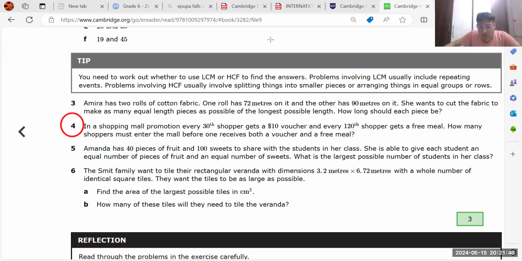Who was the answer wrong, guys? All you have to do is find the LCM of 30 and 120, and the answer would be 120. Should I show the working? LCM of 30 and 120. Should I show how it needs to be done? No, sir, I understood. Do the fifth and sixth question.